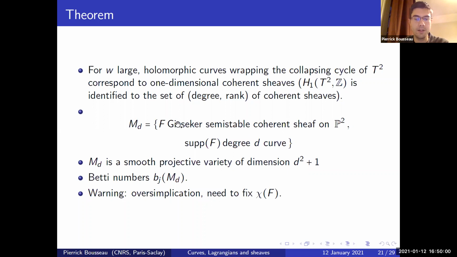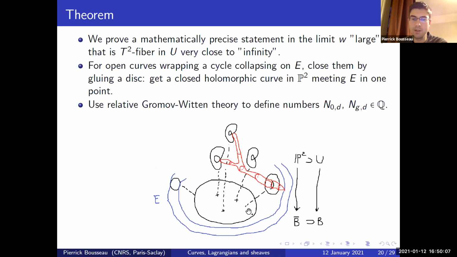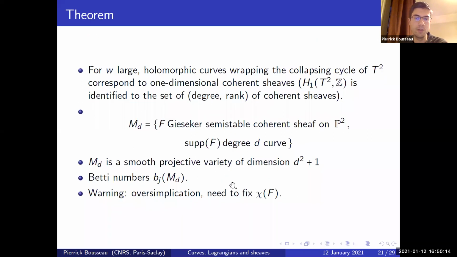So now I want to define precisely some numerical invariant on this sheaf side. And as I said, here I'm looking at W large. And on the stability side, you expect this W large to correspond to the large volume limit. So you expect the notion of stability to reduce to the ordinary Gieseker notion of stability for coherent sheaves. So you can look at M_d, the moduli space of Gieseker semistable coherent sheaves on P2, supported on degree d curves.